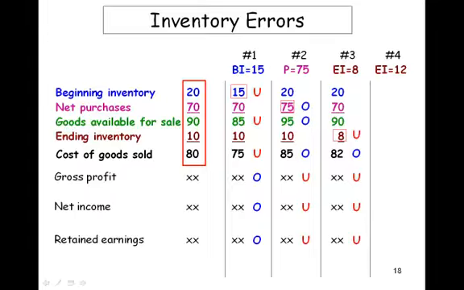In the final example, assume that the ending inventory balance is incorrectly reported as $12 instead of the correct balance of $10. This results in an overstatement of $2. This also results in a $2 understatement in cost of goods sold and an overstatement of the remaining balances.